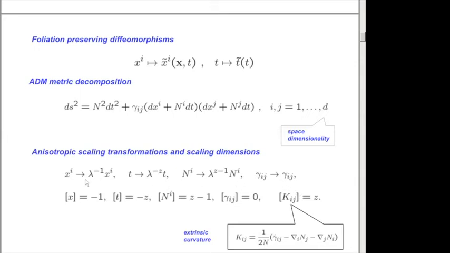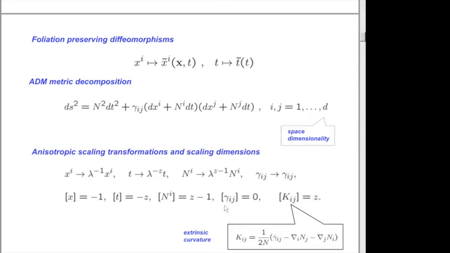which is invariant under the following global transformation. You see this parameter of rescaling is denoted by lambda, and correspondingly we have these types of rescaling of x, t, N_i, and gamma_ij. So this means that the dimensionality of the spatial coordinate is constant and equals -1, but the dimensionality of time is -z. Shift functions have the dimensionality z-1. That means that they transform by this law, and the dimensionality of the three-dimensional metric gamma is 0.